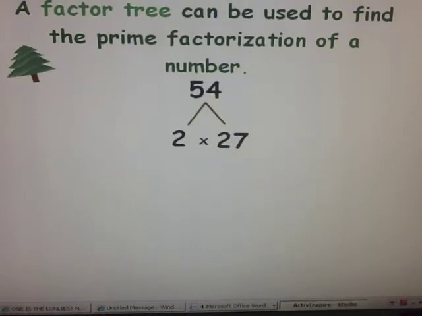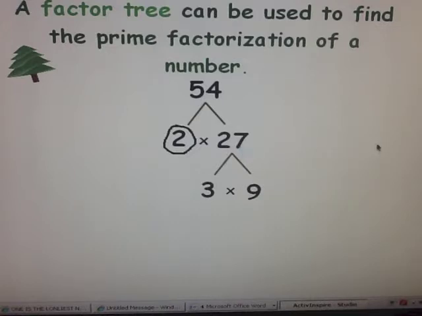A factor tree can be used to find the prime factorization of a number. Let's take the number 54. Okay? We're going to choose 2 factors that when multiplied together will give us 54. In this case, I'm going to say 2 times 27. All right, 2 is a prime number, so I'm going to circle it. 27, however, is composite because it has more than 2 factors. So I need to keep doing my factor tree until all I'm left with are prime numbers.